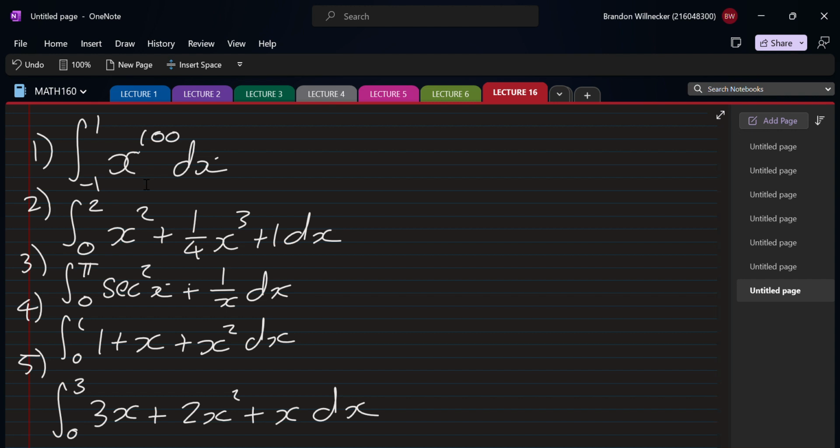So number 1 is the integral from -1 to 1, x to the 100 dx. Number 2, the integral from 0 to 2, x squared plus 1 quarter x cubed plus 1 dx. Number 3, the integral from 0 to pi, sec squared x plus 1 over x dx. Remember 1 over x, that was that special case we talked about. Number 4, the integral from 0 to 1, 1 plus x squared dx. And the last one, the integral from 0 to 3, 3x plus 2x squared, that's a 2, sorry, plus x dx. Okay.